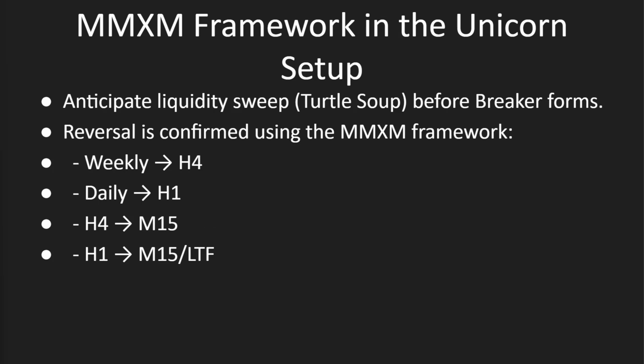You guys should know the drill already with having a market maker buy or sell model framework inside of every single setup we take. We anticipate our liquidity sweep via our turtle soup before the breaker forms, and our reversal is confirmed using the MMXM framework with our time frame alignment of our weekly to our hour 4, our daily to our hour 1, hour 4 to minute 15, hour 1 to our minute 15, and an even lower time frame. Of course, these aren't exact, and you can use them to strengthen your confluence and get even more precise entries. I understand analysis paralysis is a thing, so only trade when it is the most obvious, high probability manipulation.